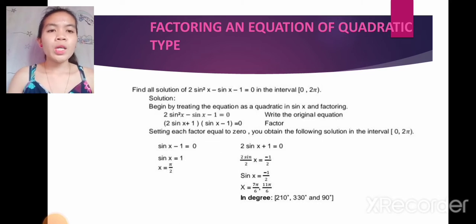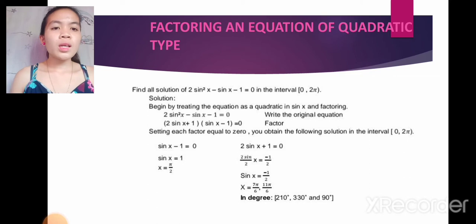So let's factor. The quantity 2 sin x plus 1 and the quantity sin x minus 1 is equal to 0. Setting each factor equal to 0, you obtain the following solutions in the interval 0 to 2 pi. Sin x minus 1 = 0, so sin x = 1. Let's add positive 1 to both sides. So sin x = 1, and so x = pi/2.